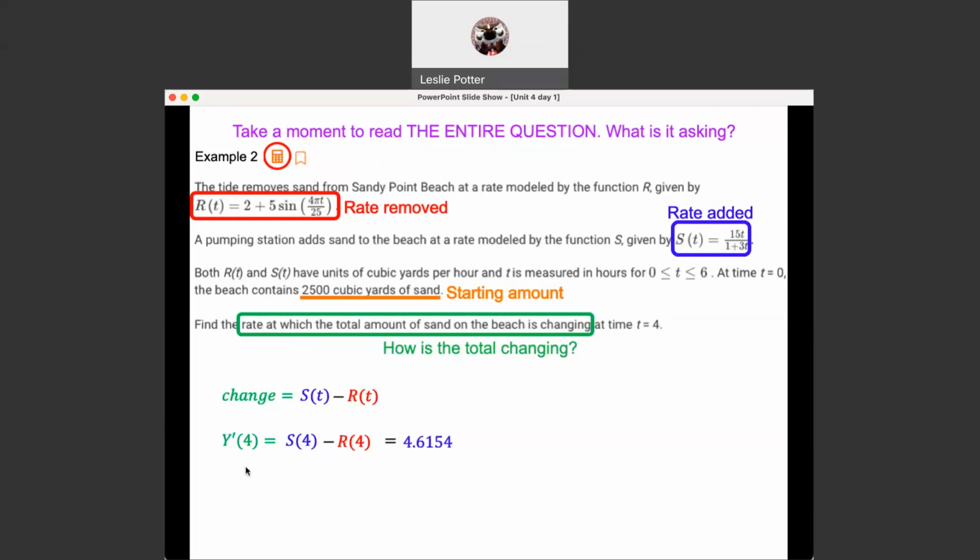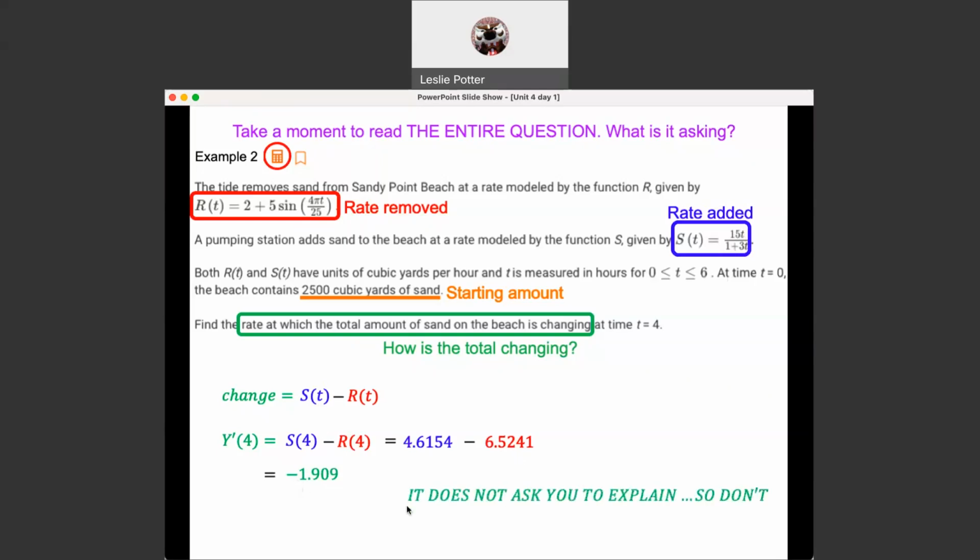So all I have to do is grab those values from my calculator. If I plug in 15 times 4 divided by 1 plus 3 times 4, I'm going to get this. And then if I grab 2 plus 5 times sine of the quantity 4 pi times 4 divided by 25, I'm going to get that. And so we have an answer now that is negative 1.909. The negative sign is really significant.